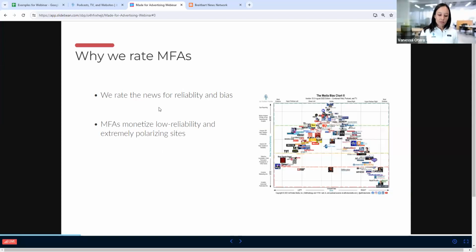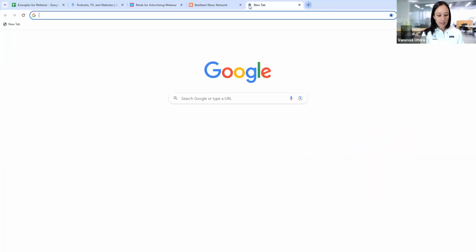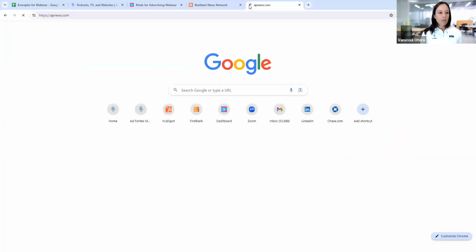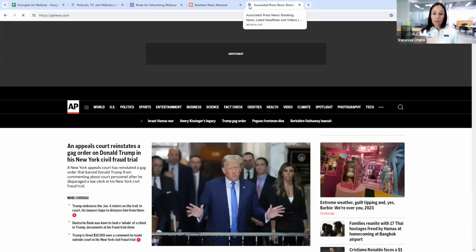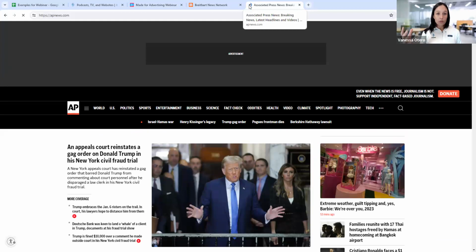The other thing they do, it's not just on these polarizing, misleading sites, though, that made for advertising sites exist. They also exist on high quality publishers. So let's take a look at AP News. So AP News is one of the most successful, most reliable, reputable journalism outlets, minimally biased.